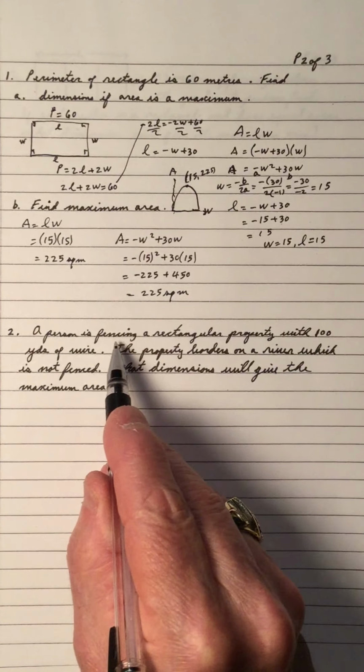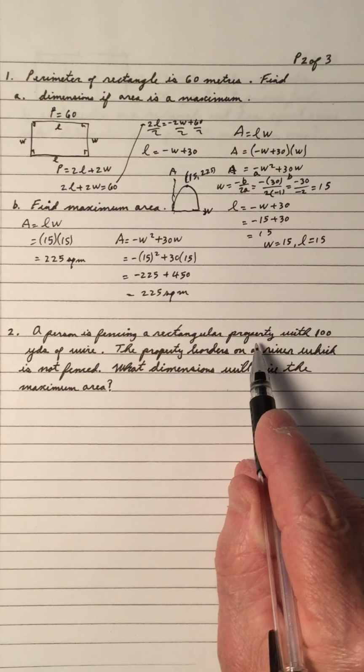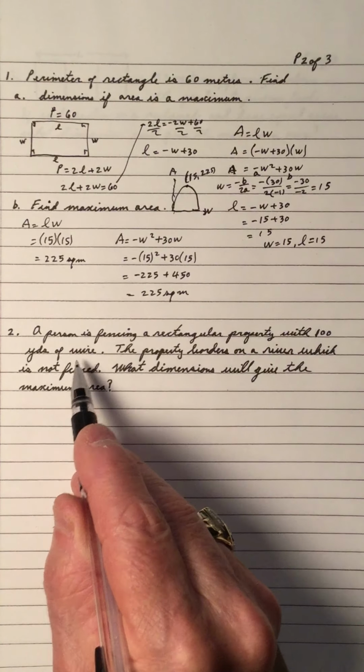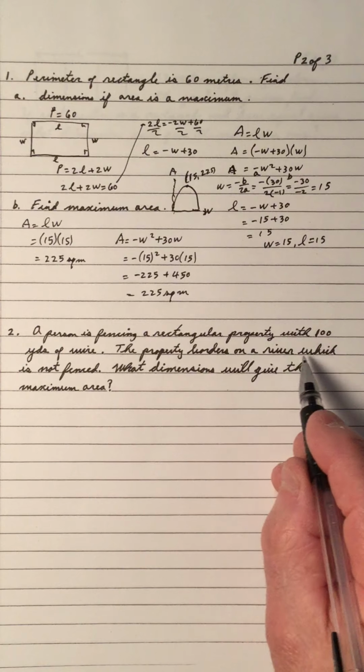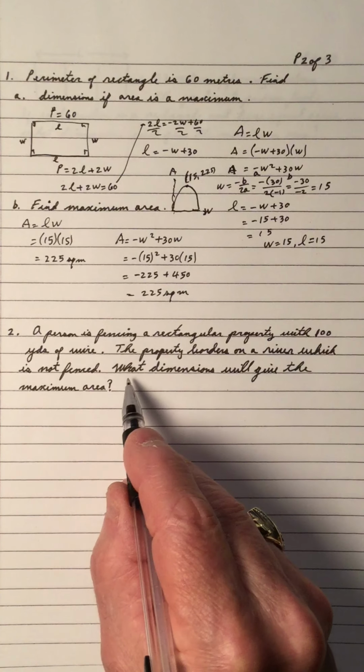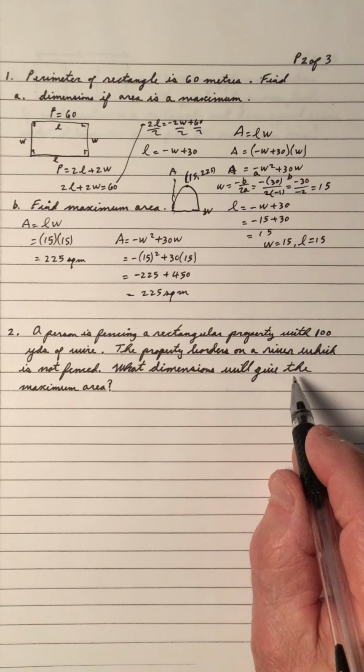Number 2, a person is fencing a rectangular property with 100 meters of wire. The property borders on a river which is not fenced. What dimensions will give the maximum area?